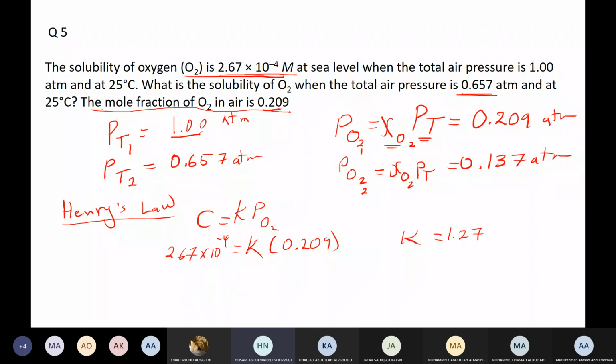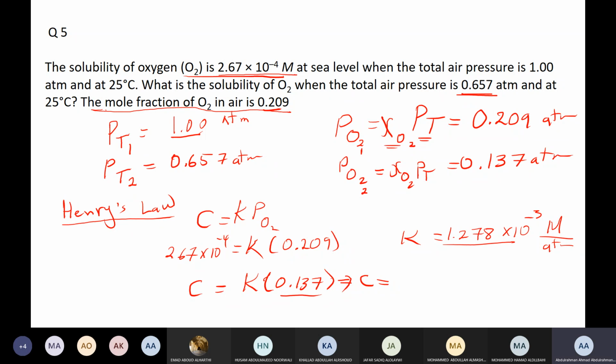.278 times 10 to minus 3 molar per atm. Fantastic. Then what will be the solubility? C at the same K, of course, times 0.137 atmosphere. What will be C? Of course, 1.95 multiplied by 10 to the power minus 3. Again, repeat, please. 1.95 multiplied by 10 to the power minus 3.